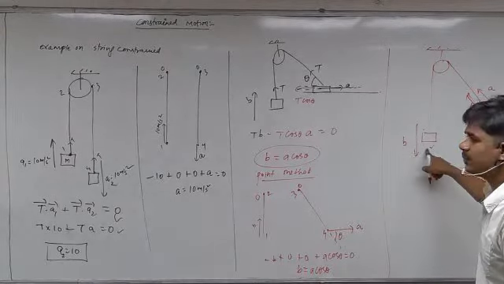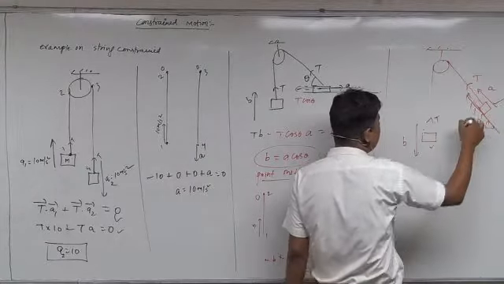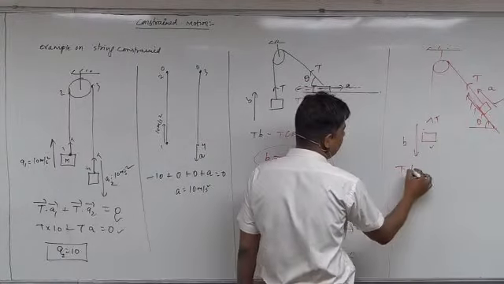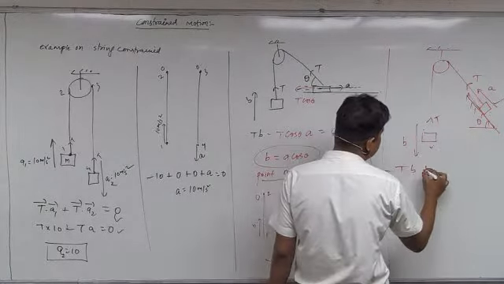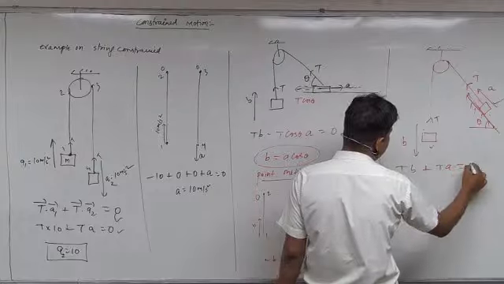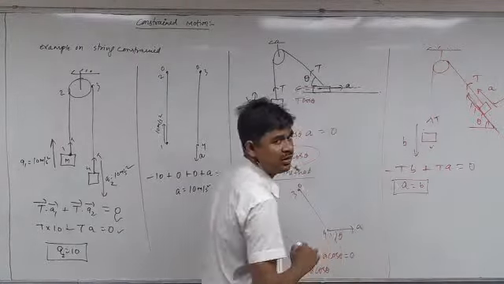And it's very simple here. Its tension is T. You can see here tension is T, and you can write T into B, because tension and oscillation are in opposite direction, plus T into A, tension and oscillation in the same direction, equals to 0. You will get A equals to B. This is the one way.